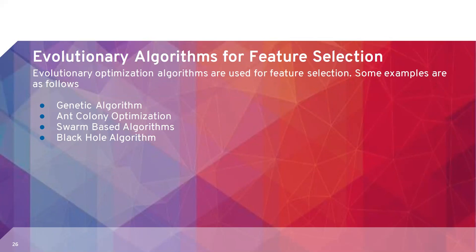We can also employ evolutionary algorithms for attribute selection. There are several evolutionary algorithms which are used for feature selection. Genetic algorithms can be used. Ant colony optimization can be used. Swarm-based algorithms can also be used, and black hole algorithm can be used. And there are multiple newer methodologies which have come. Many of these heuristic, evolutionary and stochastic methodologies can be employed for attribute selection.